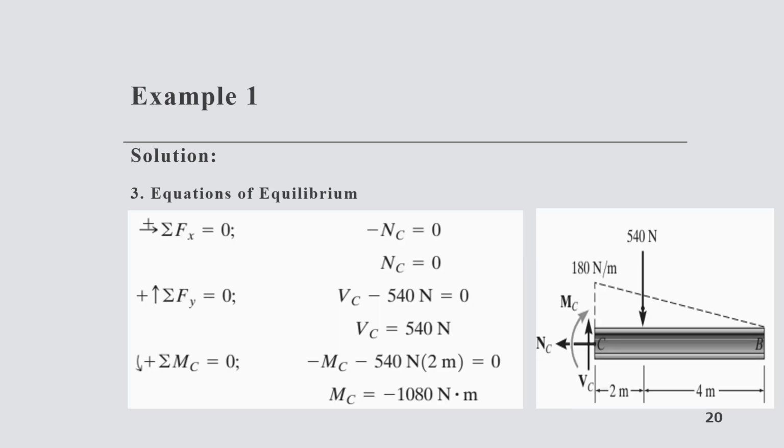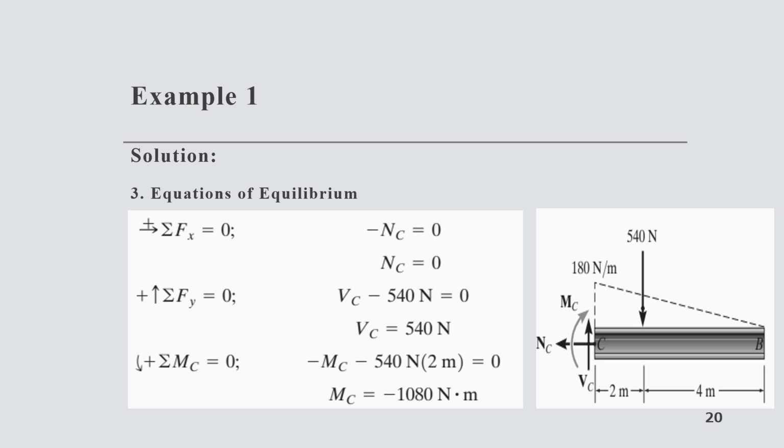Now the final step, that is the determination of forces acting on point C. Summation of forces along the x direction shows that there is no force in the x direction at point C. Summation of forces along the y direction shows that if downward forces act at a distance of 2 meters from the point C, then an upward force will act at point C to maintain equilibrium.